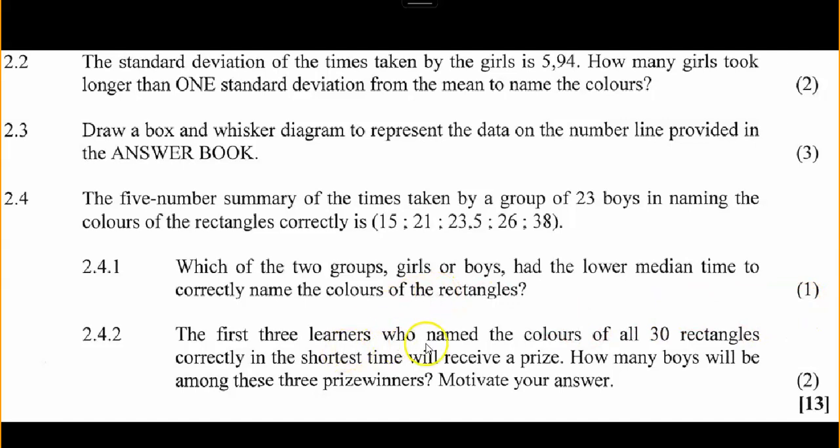And then the next question. The first 3 learners who named the colors of all 30 rectangles correctly in the shortest time will receive a prize. How many boys will be among these 3 prize winners? Now, the girls' lowest time is 12 and the boys' lowest was 15. So if you look at the first 5 people here, no boys will be included in the top 3. Only girls, because there are 5 girls that completed the identification of the colors in less than 15 seconds: 12 seconds, 13 seconds, 13 seconds, 14 seconds, 14 seconds.